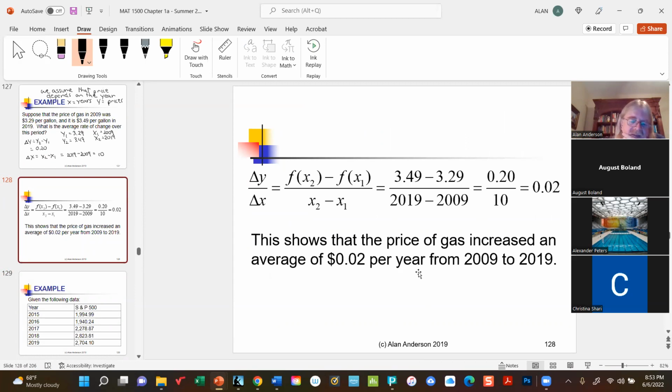Now, by the way, this setup assumes that this relationship is actually linear. In other words, there's an assumption going on here that the relationship between X and Y is essentially a straight line. If it's not, we can still use this formula, but the accuracy will suffer.